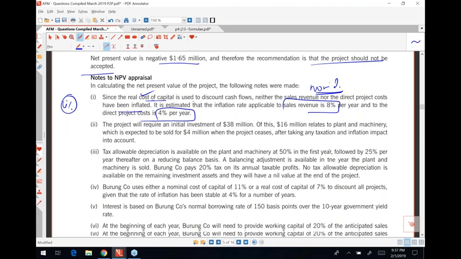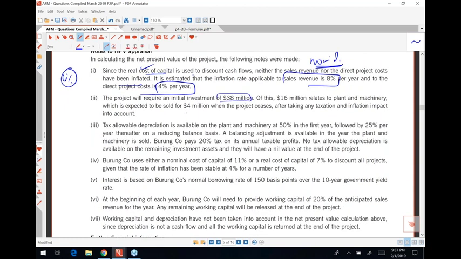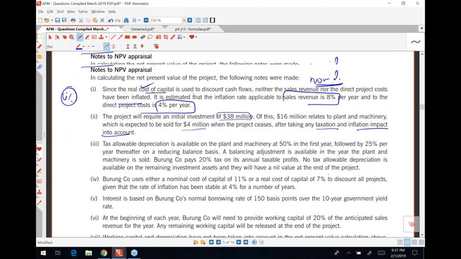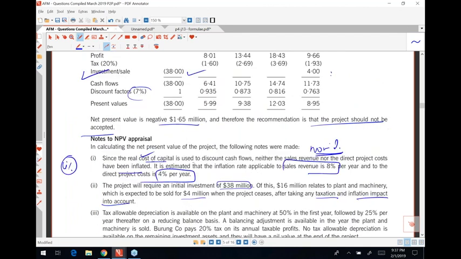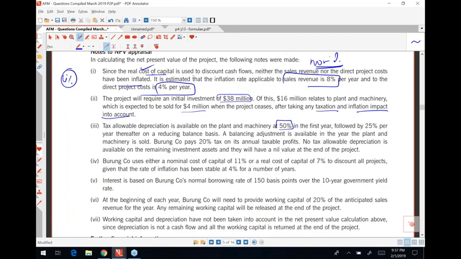Next, it says the project will require an initial investment of 38 million. Of this, 16 relates to plant and machinery, which is expected to be sold for 4, after taking any taxation and inflation impact into account, so this is correctly mentioned here. Tax allowable depreciation is available on the plant and machinery at 50% in the first year, followed by 25% per year thereafter on a reducing balance basis. A balancing adjustment is available in the year the plant and machinery is sold. Buren pays 20% tax on its annual taxable profit.